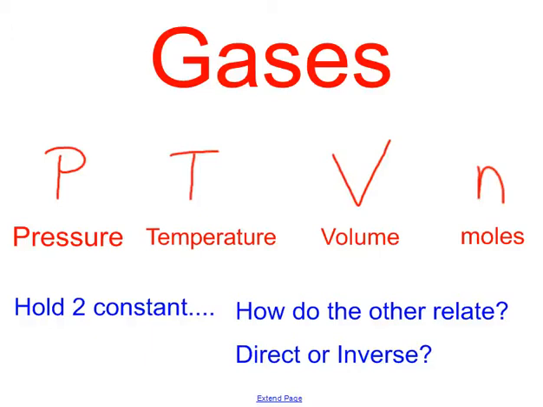This video is the second in a series. We're looking at the relationship between two variables at a time. And in this next case, which is called Charles's law, we're going to look at the relationship between temperature and volume of a gas while holding the other two variables constant.